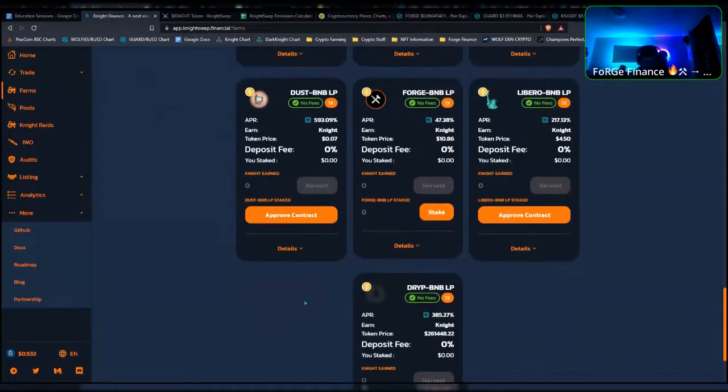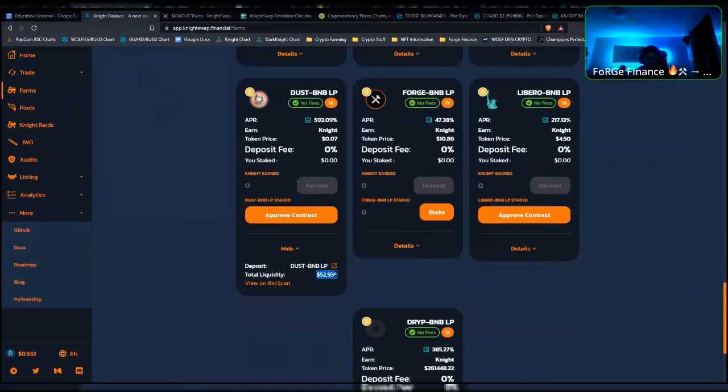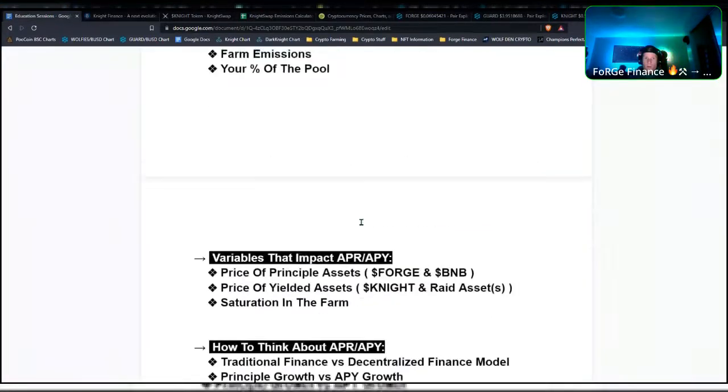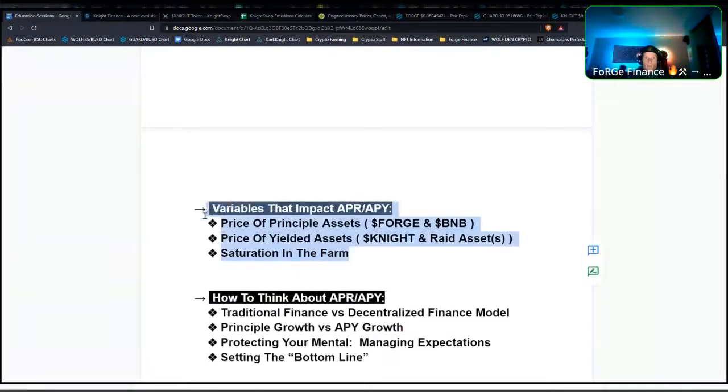There's also another variable that affects APR and APY, which is saturation in the pool. They only have 52,000 in liquidity. We have 662,000. So to go back to this document, variables that impact APR and APY, we have price of the principal assets, which is what we just talked about. Okay, appreciation, price of the yielded asset, which we haven't talked about yet.